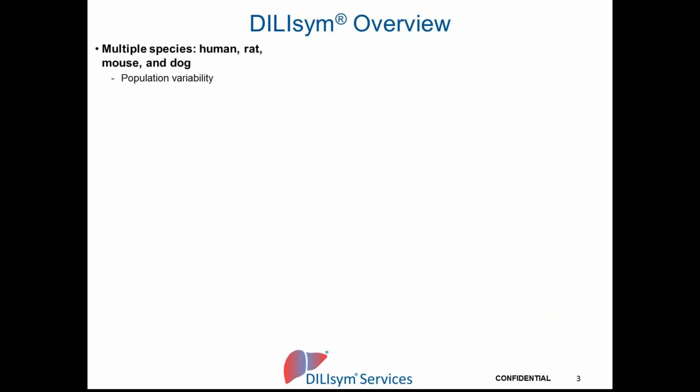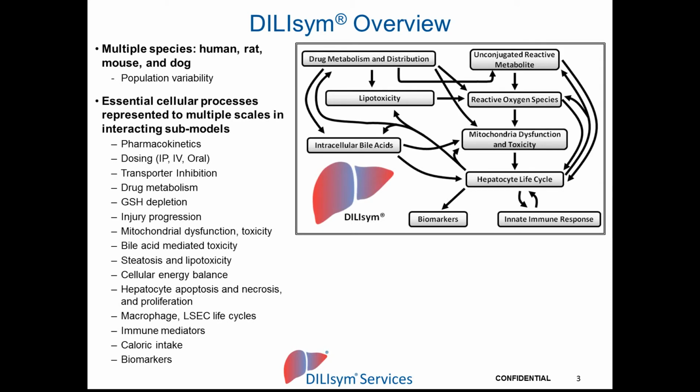Let me first provide a brief overview of the DILIsym modeling simulation platform. We include 4 species in DILIsym: the human, the rat, the mouse, and the dog, and population variability, or inter-patient, inter-animal variability, is included in each of these species. We also have essentially all of the primary cellular processes included in drug-induced liver injury.